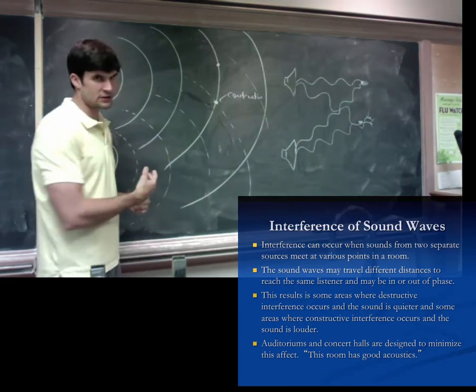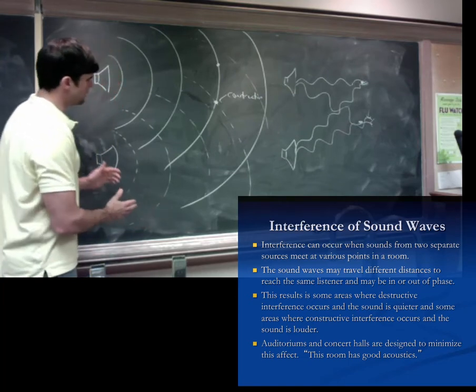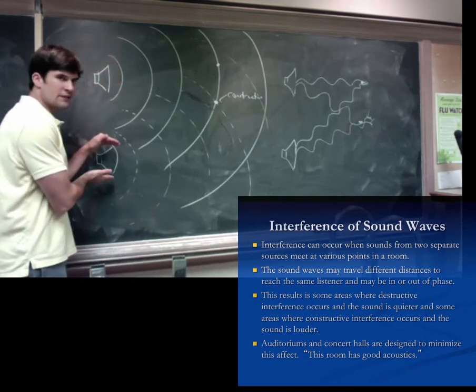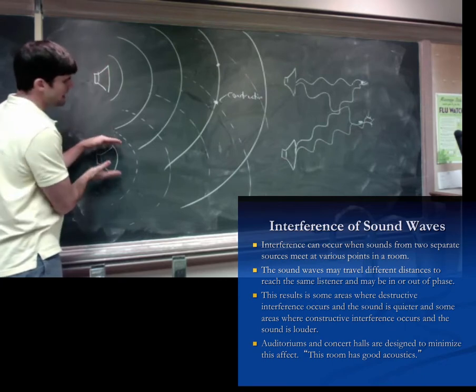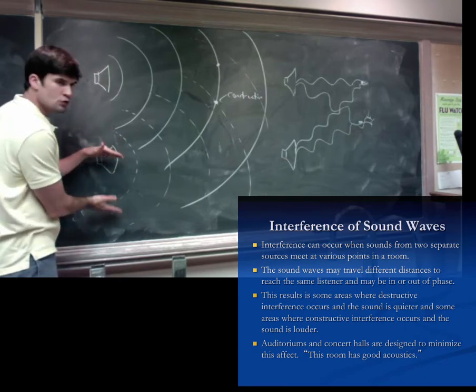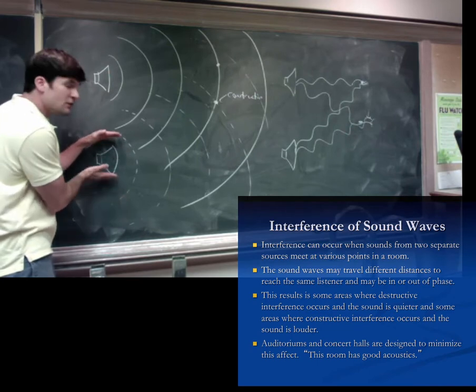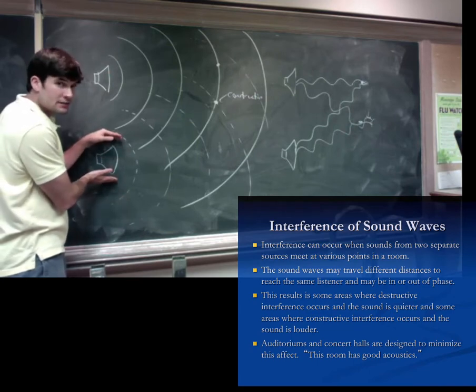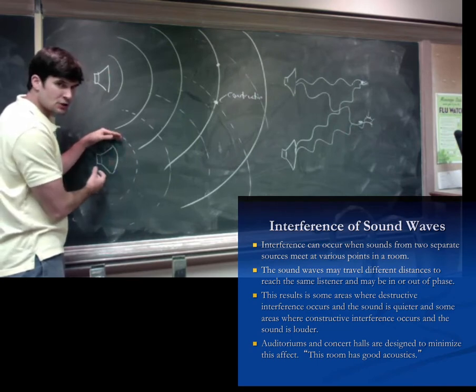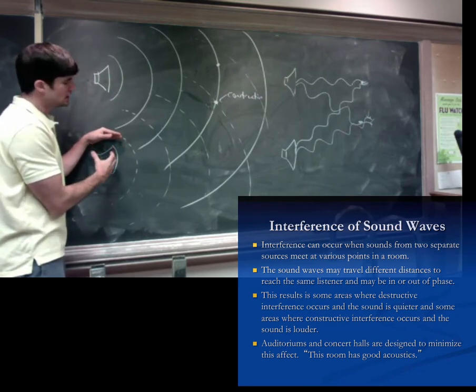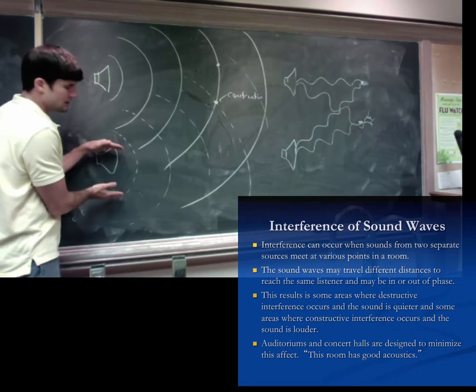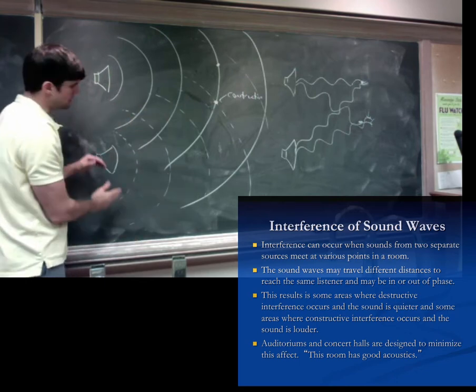You want to avoid this as much as possible. And one way they avoid it is by having, instead of a single speaker on either side of the stage, an array of speakers, 2 or 3 speakers. Even if it looks like there's only one speaker box, if you look inside, usually there's at least 2 components inside that speaker. And that just helps to even out this pattern.